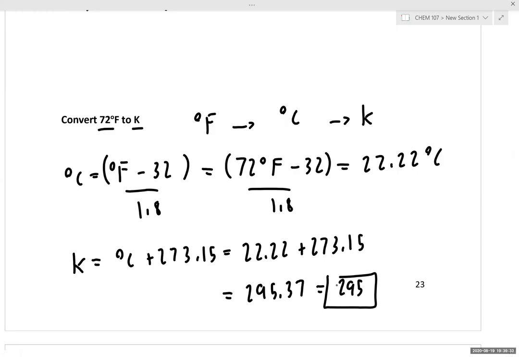Does this set of conversions make sense to everyone? Is everyone comfortable with these unit conversions?